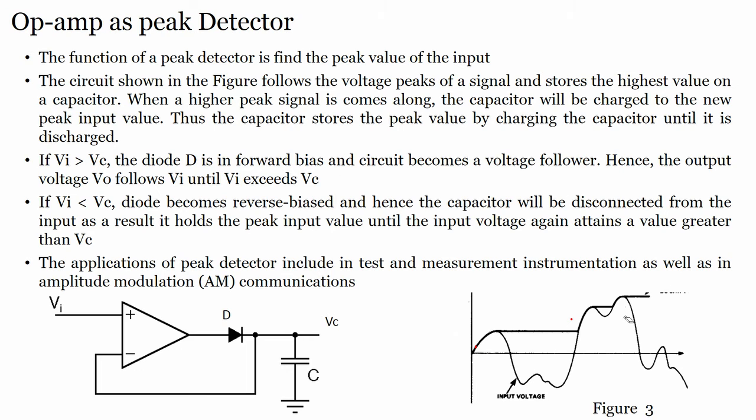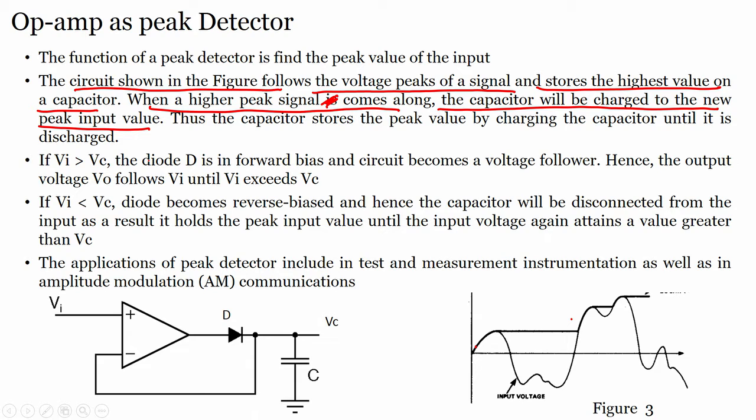Operation amplifier. So, let us see. The circuit shown in the figure follows the voltage peaks of a signal and stores the highest value on a capacitor. That is what we discussed. When a higher peak signal comes along, the capacitor will be charged to the new peak input value, right.